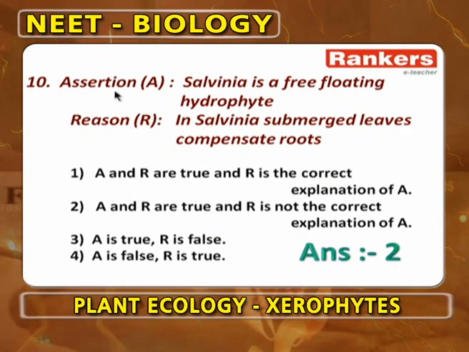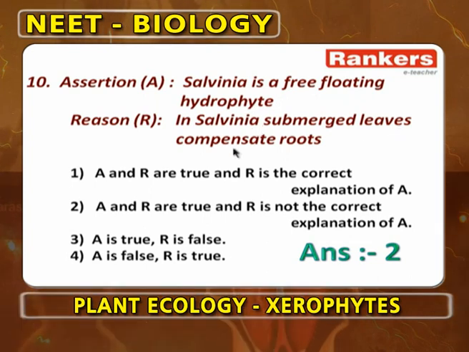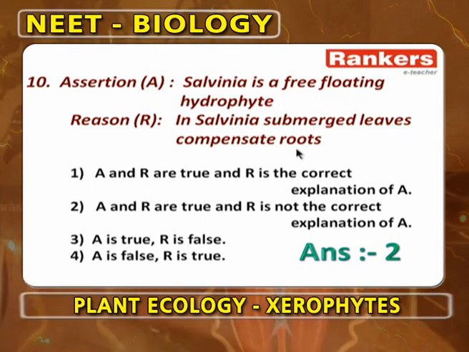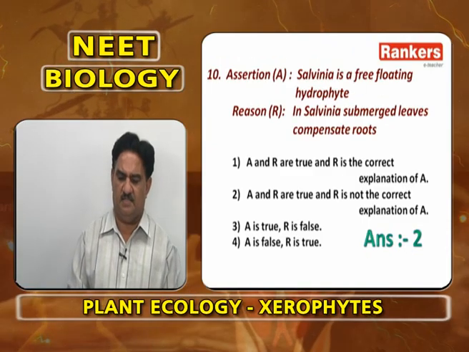This is an assertion reasoning question. Salvinia is a free floating hydrophyte. In Salvinia, submerged leaves compensate roots. Salvinia is a free floating hydrophyte is true. Because in Salvinia, submerged leaves are compensating the roots, it is not a free floating. Because of some balancing roots and other things, it is free floating.